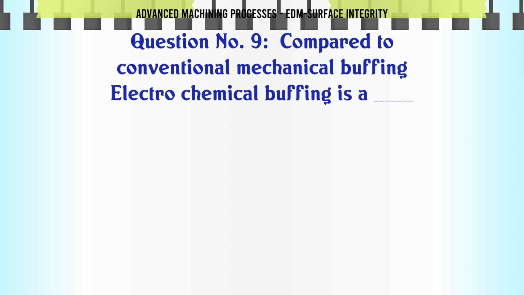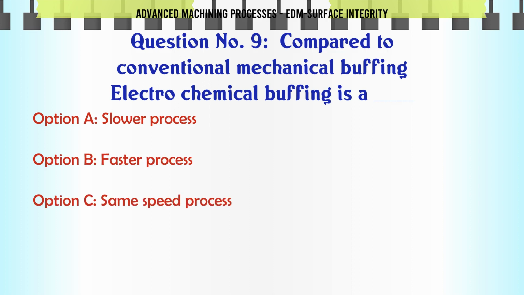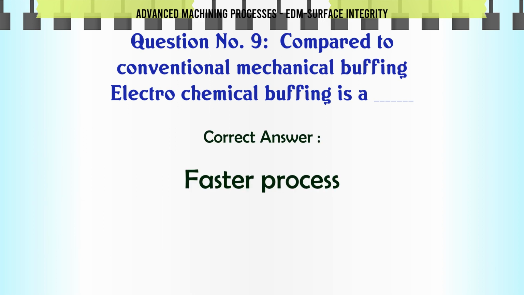Compared to conventional mechanical buffing, electrochemical buffing is A slower process, B faster process, C same speed process, D none of the mentioned. The correct answer is faster process.